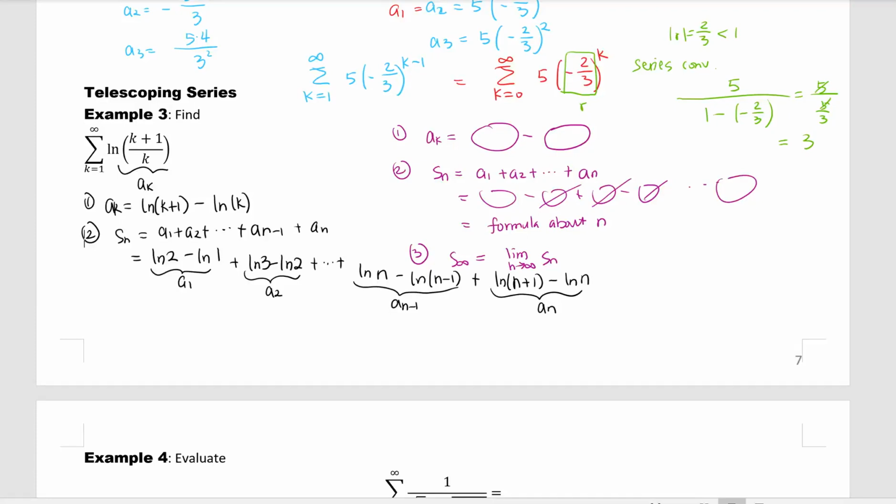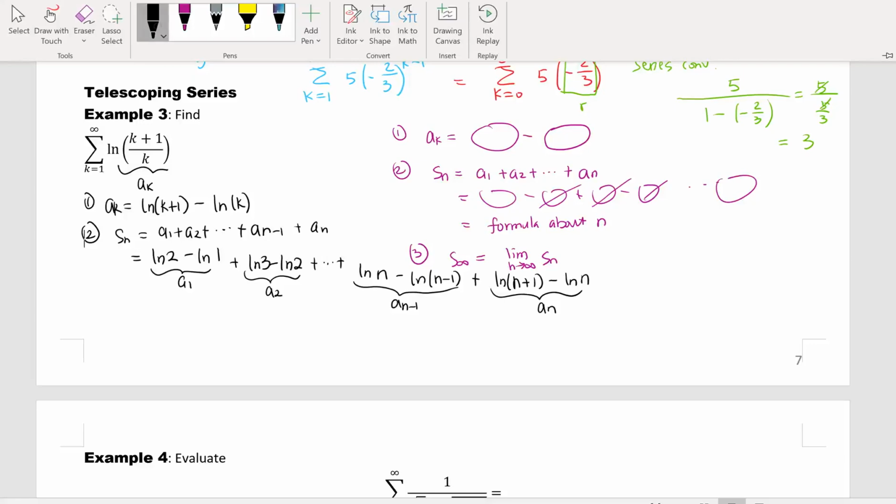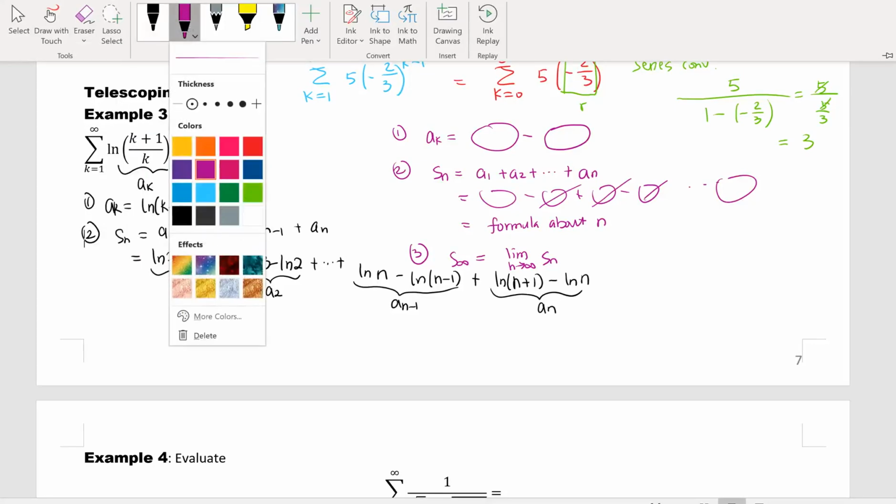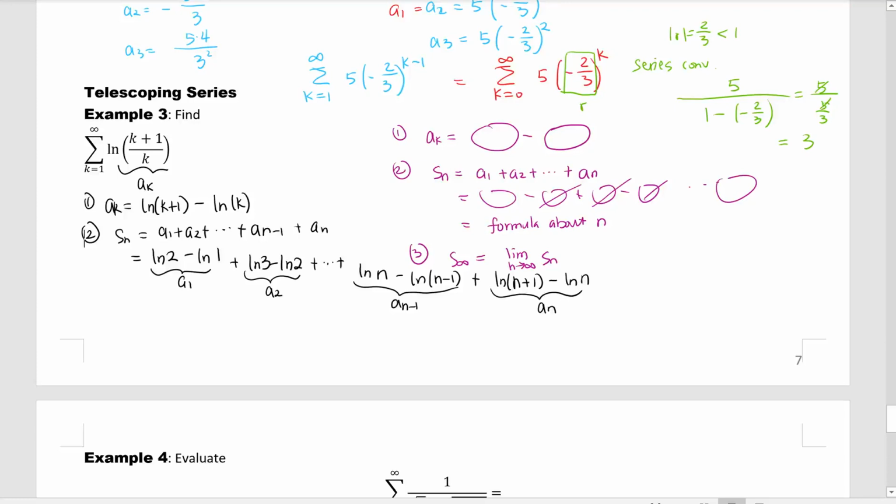Okay, and then we do a lot of cancellation. What can we cancel? You can see here, ln of 2 cancels. So ln of 3 would cancel with something inside the ... And how about the last two terms? You see ln of n cancels. So this will cancel with some terms in the ... Okay, so what is left? What's left is minus ln of 1 and plus ln of n plus 1.